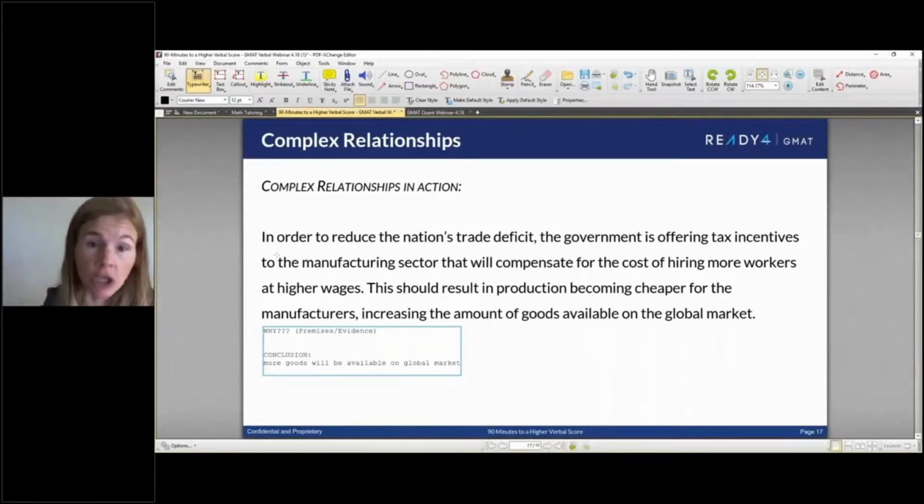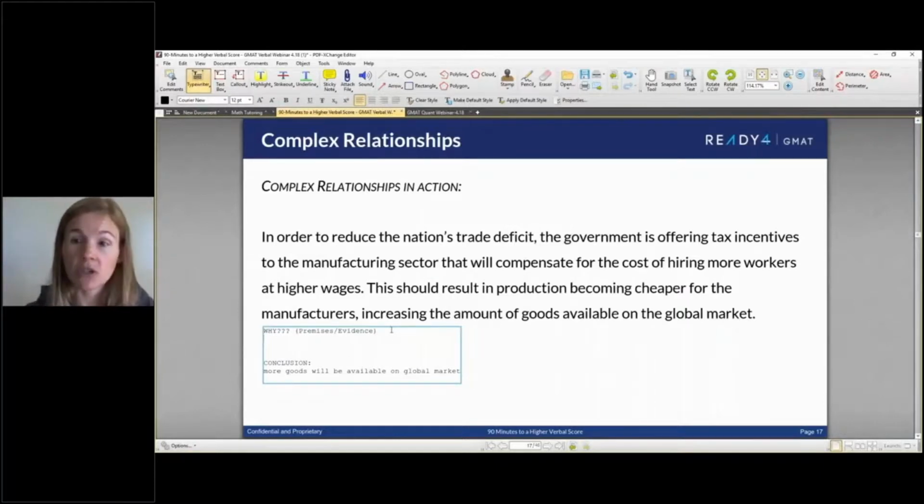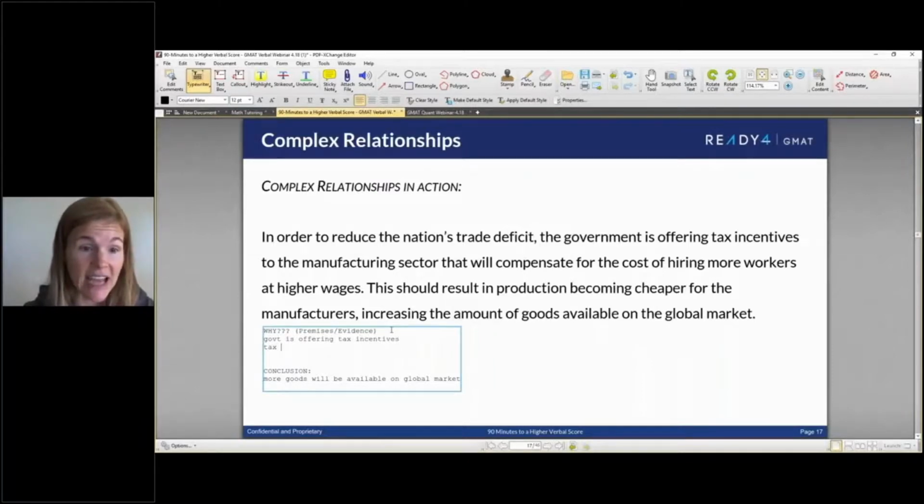The way I like to do it is I start at the top with the first sentence, and I just work through and write things down. So in order to reduce the nation's trade deficit, the government is offering tax incentives to the manufacturing sector. So my first piece of the argument is: government is offering tax incentives. The next sentence: tax incentives will compensate for hiring more workers.